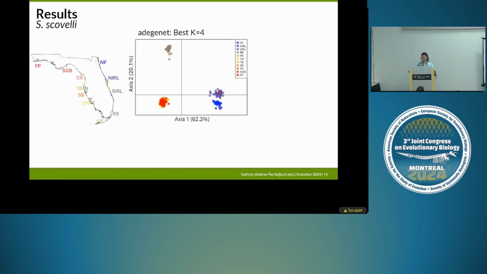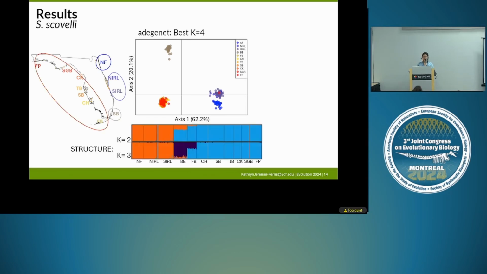So using the K-means approach by adegenet, we identified 4 clusters. And then the cluster data set was visualized by running a DAPC. And the clusters separated North Florida, the entire Indian River Lagoon, Biscayne Bay, and then the entire West Coast. Our analysis by STRUCTURE revealed slightly different results.